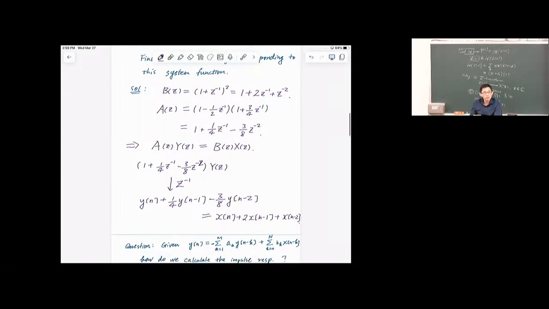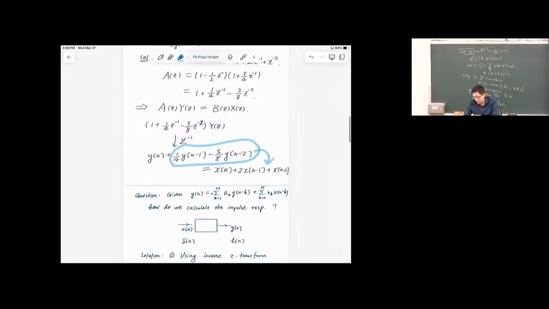And now, to make the final step, we just move everything except y of n to the right-hand side, then we have an implementation. I will not write it, I repeat it. The next thing is to move everything else to the right-hand side. Then you have a difference equation which you can implement. You can implement the system and solve the equation computationally, in order, one sample after another. So that's a simple exercise.